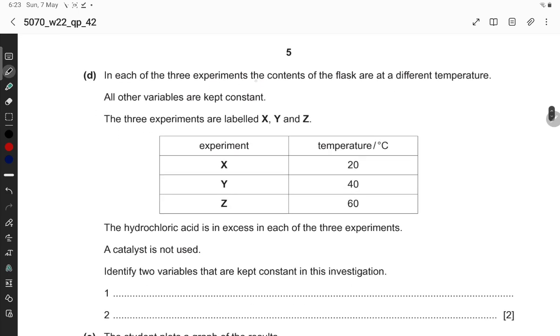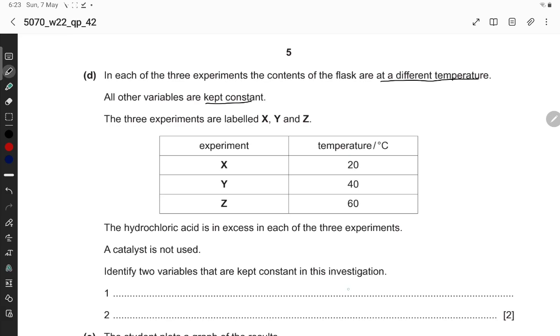In each of 3 experiments, the contents of the flask are at different temperatures. All other variables are kept constant. The 3 experiments are labeled X, Y, Z. Temperature X is 20 degrees centigrade, Y 40 degrees centigrade, Z 60 degrees centigrade. The hydrochloric acid is in excess in each of the 3 experiments. A catalyst is not used.